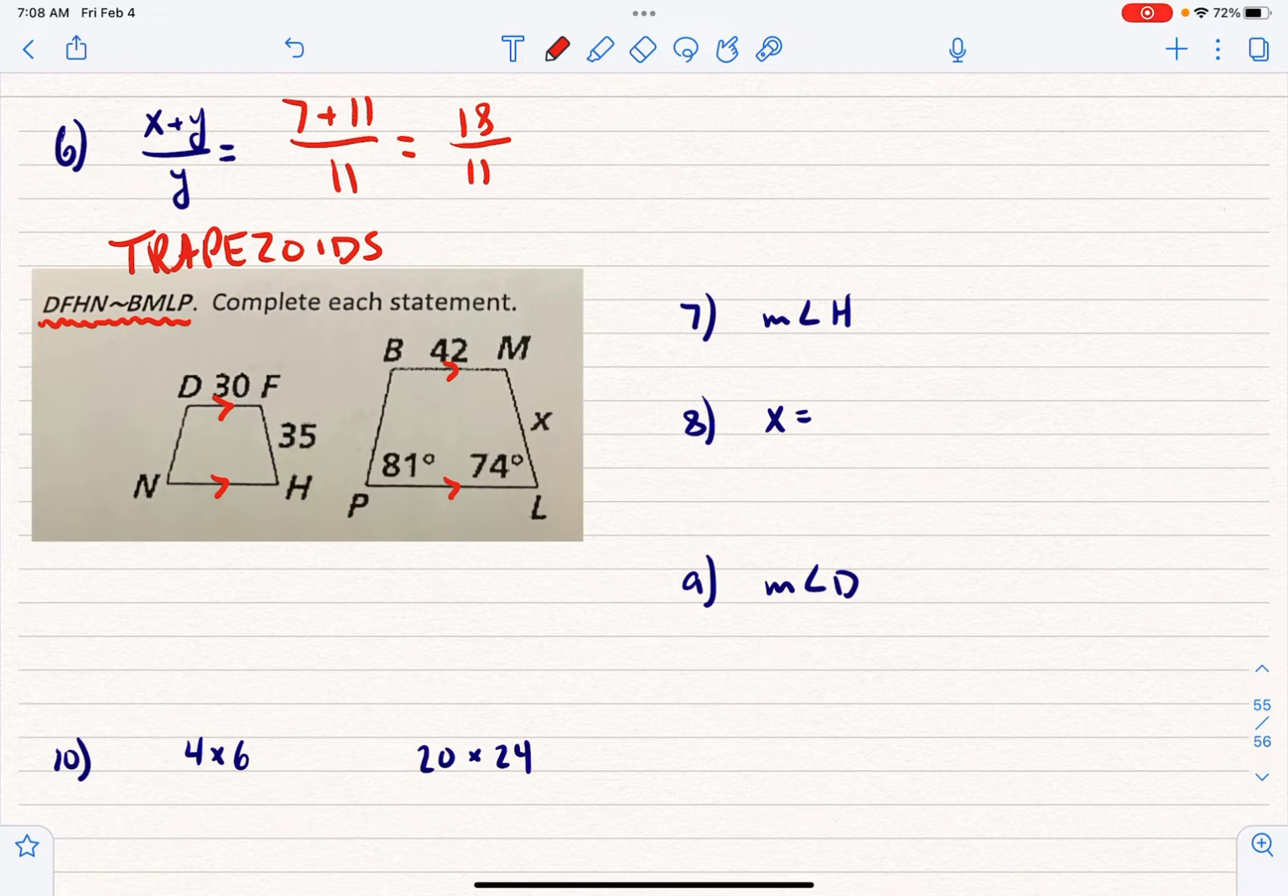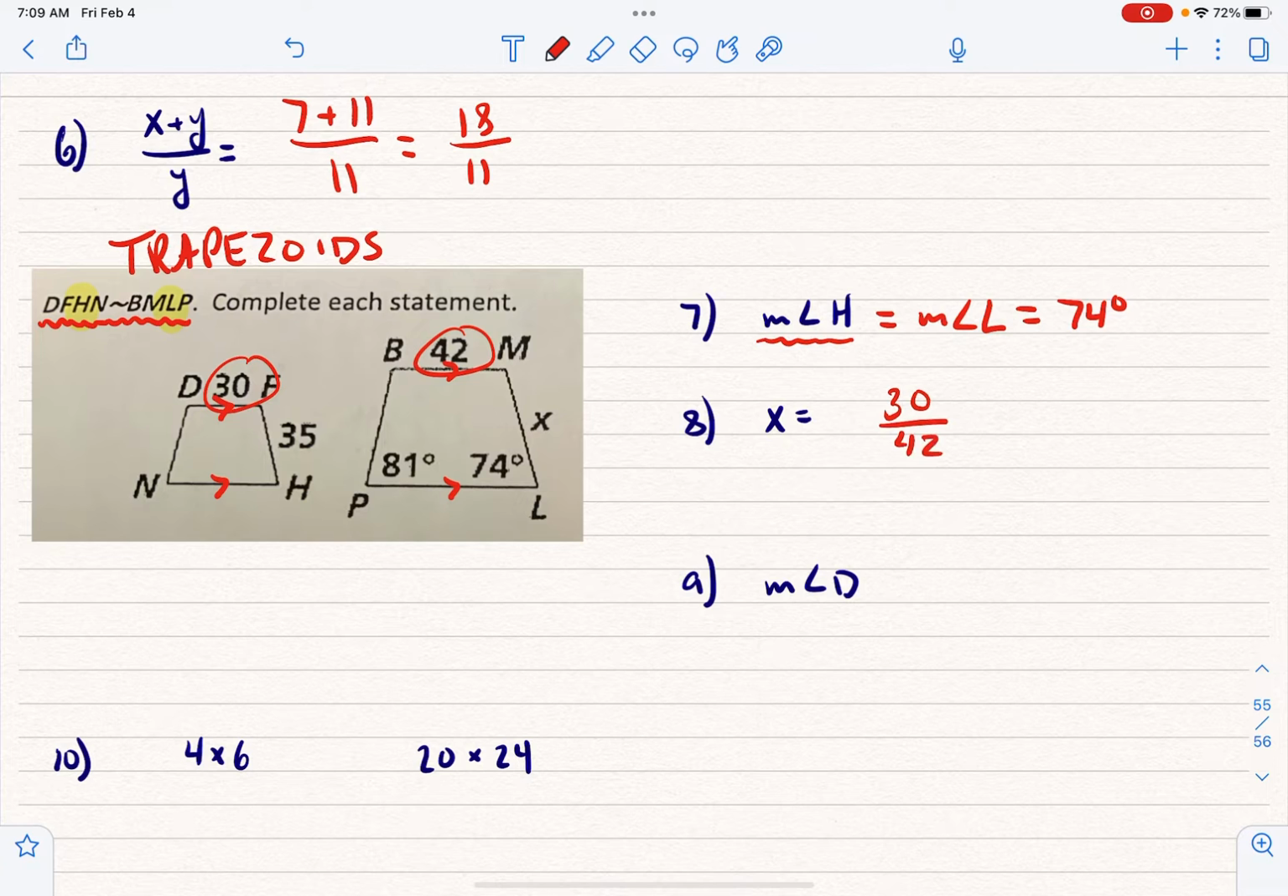The first one says, well, what's the measure of angle H? When I look on my similarity statement, H corresponds to L. So I know that the measure of angle H is going to be equal to the measure of angle L, which is 74 degrees. To figure out x, I'm going to have to set up a proportion. I could say that 30 is to 42 in the same way that 35 is to x.